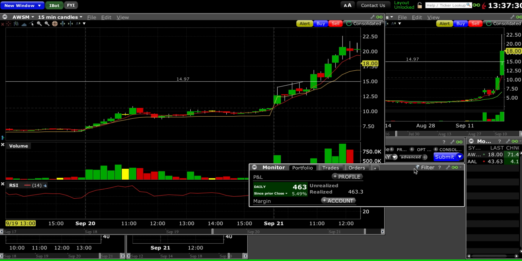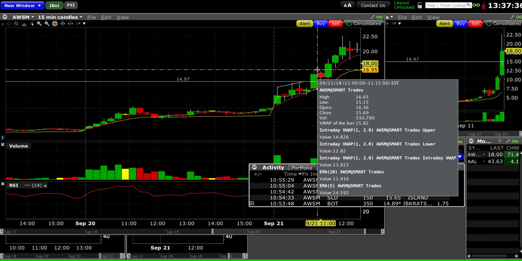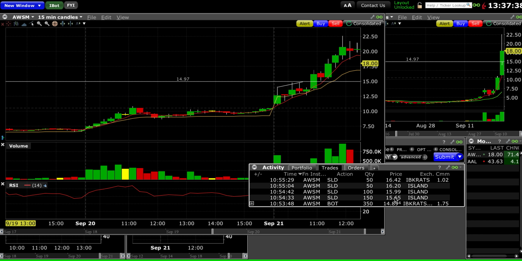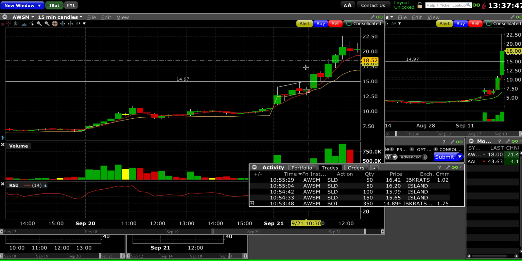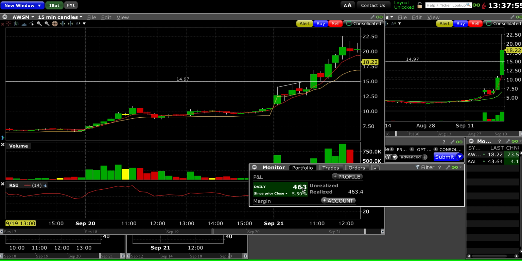So if you look at my trades, I got in at 14.89, 350 shares, and once it started closing up near the 16s, I started to sell. I took 150 out at 15.65, the next some at 15.99, 16.20, and 16.42. So really nice trade. I was in the trade for not even 5 minutes, and in less than 5 minutes I was up a decent amount of money, 460 bucks. So pretty decent day overall, right?